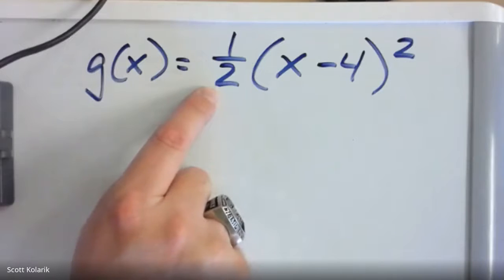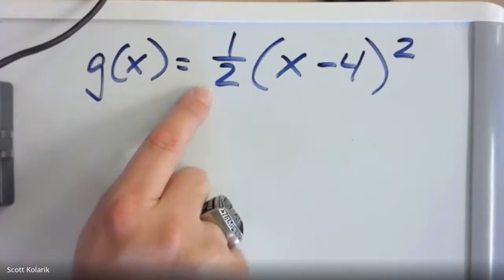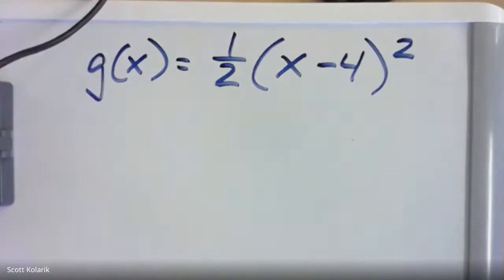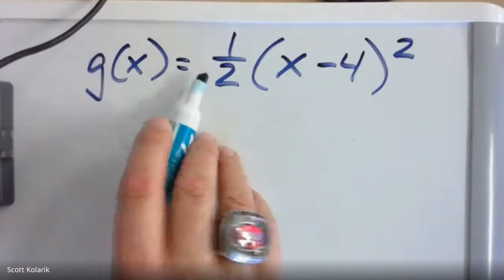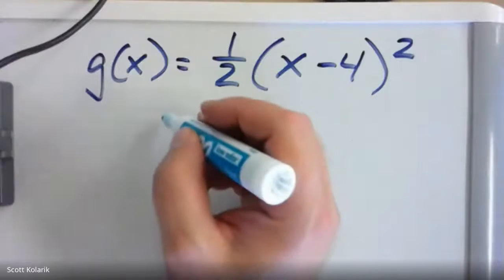The second way it affects the shape has to do with whether or not it's happy face or sad face. And that purely has to do with whether or not this number is positive or negative. This is a positive 1/2, meaning it's going to be a happy face. Had it been negative, it would have been sad face. But in this case, it's positive, happy face. That means it's going to open upwards. So just from a reference standpoint, I know that this is positive, so I know I'm going to end up with the happy face parabola.